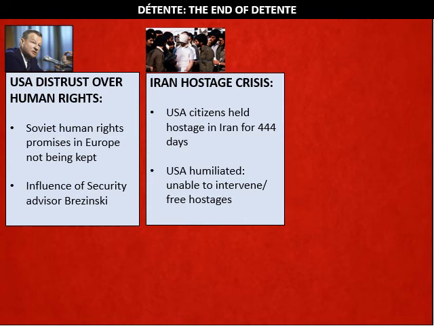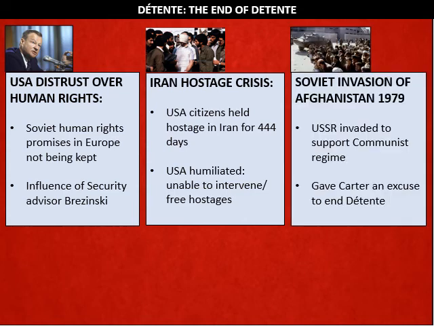And secondly, America had been humiliated in the Iran hostage crisis, and during the Iranian Revolution, American citizens had been taken hostage for over a year, and America had been unable to secure their release. This had been an international humiliation. So when the Soviets launched an invasion of Afghanistan in December of 1979, Carter was more than ready to end this period of easing of tensions.